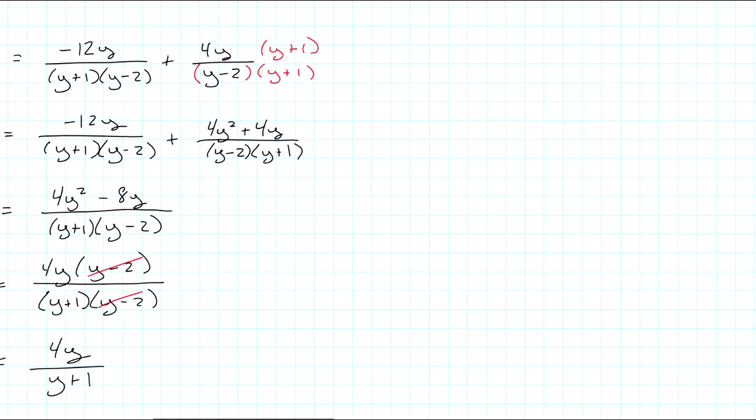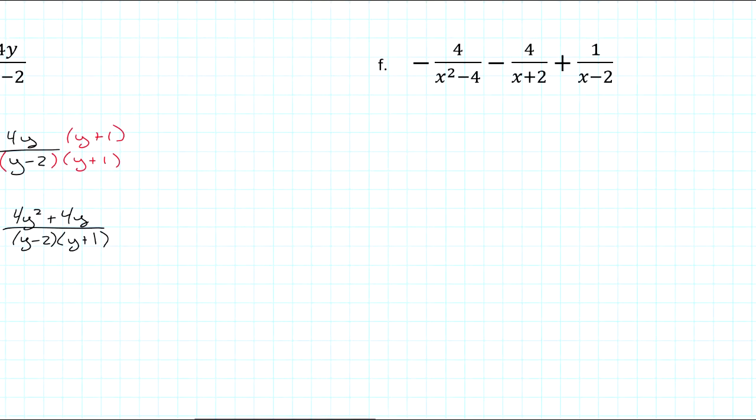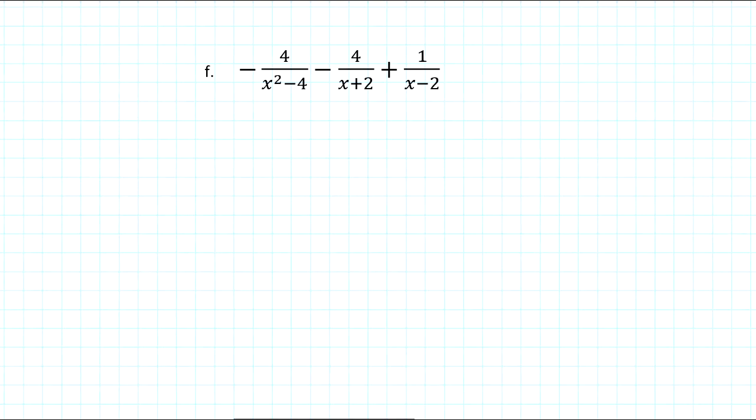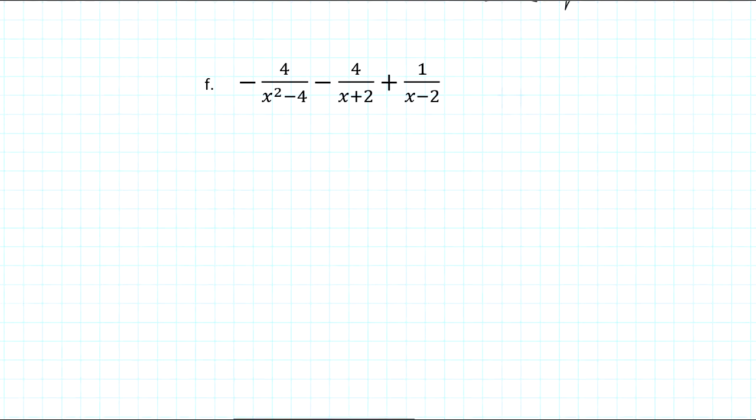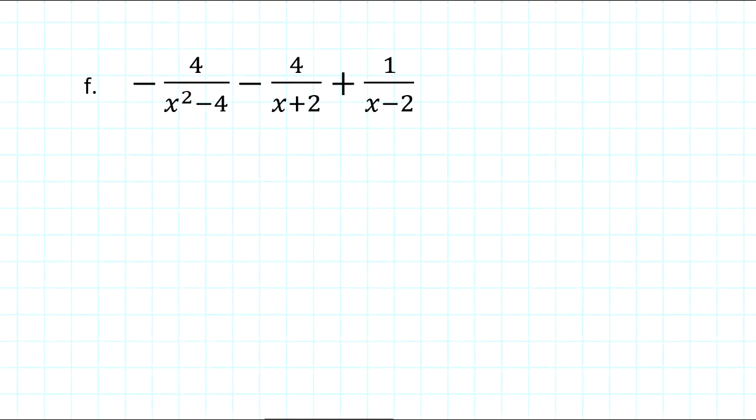All right, just one more here. Here we've got negative 4 over x squared minus 4 minus 4 over x plus 2 plus 1 over x minus 2. So let's start by moving that negative to the top of the first one. So we have negative 4 over, and then the bottom x squared minus 4 will factor as x plus 2 times x minus 2.